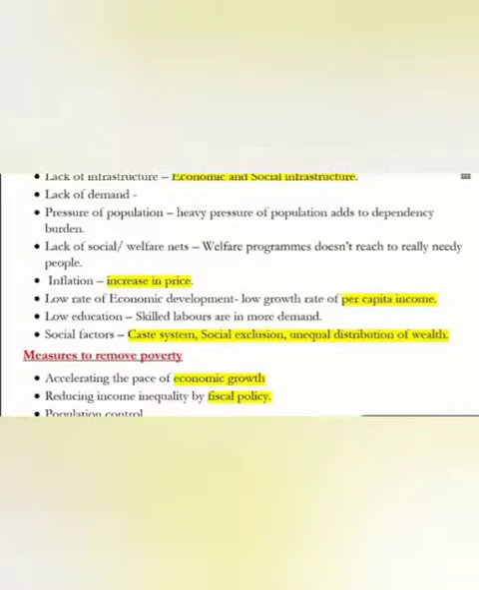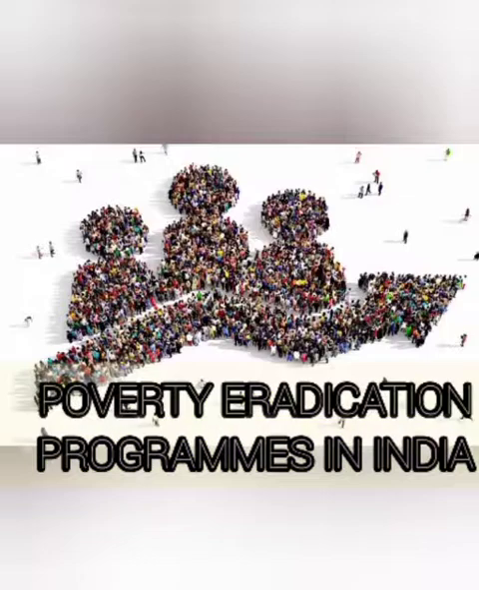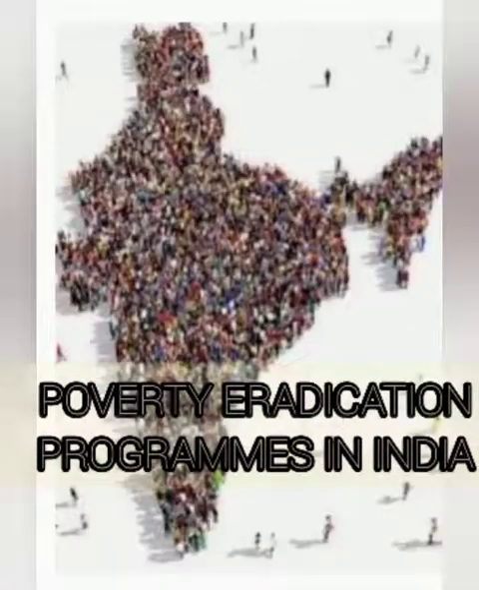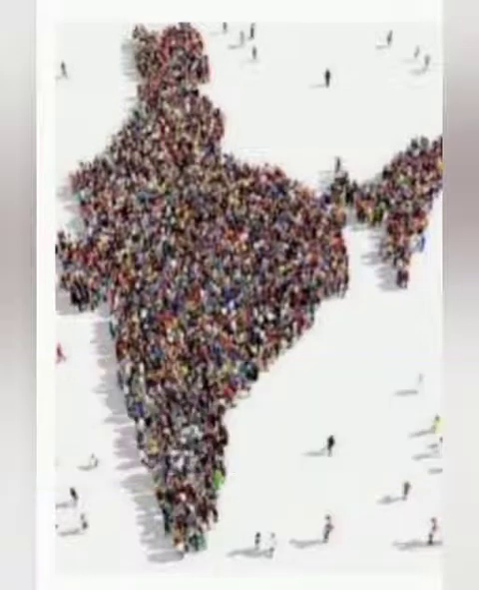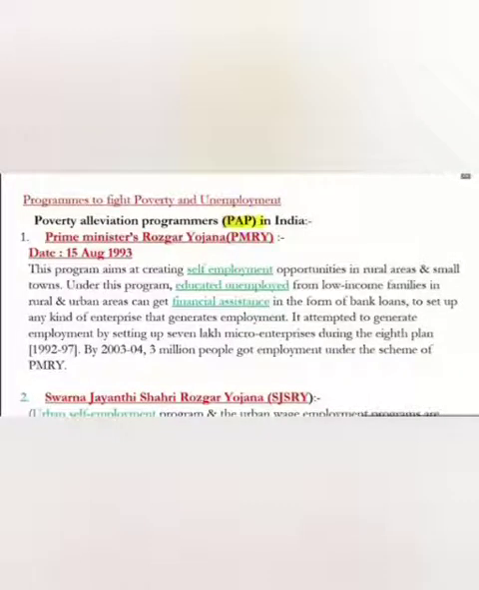Students, now we observe what programs are made by the Indian government to eradicate poverty. Firstly, the Prime Minister Rozgar Yojana (PMRY) program launched on 15th August 1993. The main aim of this program is self-employment, and under this program, educated unemployed from low income families in rural and urban areas can get financial assistance in the form of bank loans.